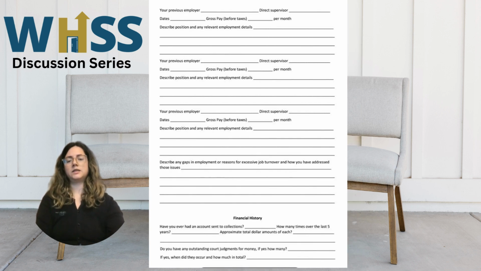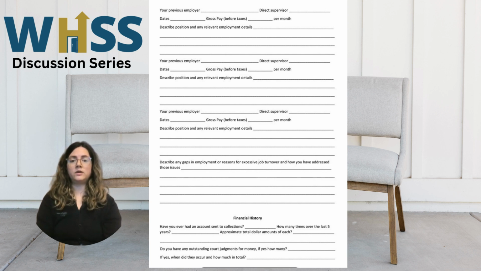The next part is your employment history. Be sure to include what your current employer is, their contact information, your wage, position, and any relevant skills. Include your prior employment information, your reason for leaving. If you are not currently employed, make sure you do list any sources of income. The next part is your financial history. Do you have anything in collections, and what do you owe?